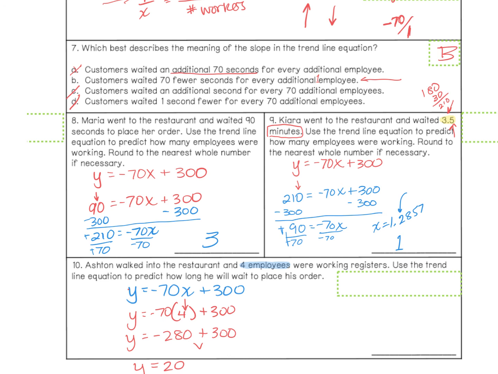So that means that if there's 4 employees working, then his wait time is predictably going to be 20 seconds long. It's not 20 employees, right? Because Y represents the wait time. So the wait time would be 20 seconds.